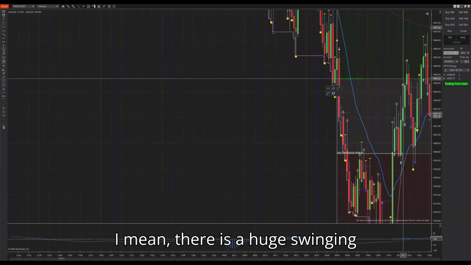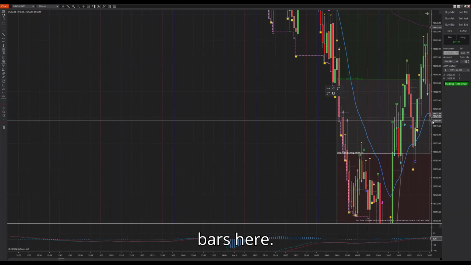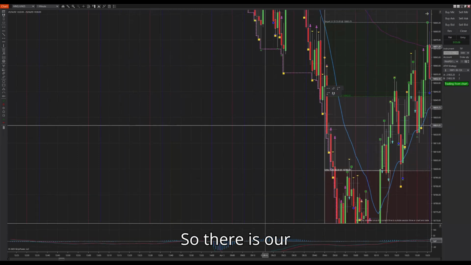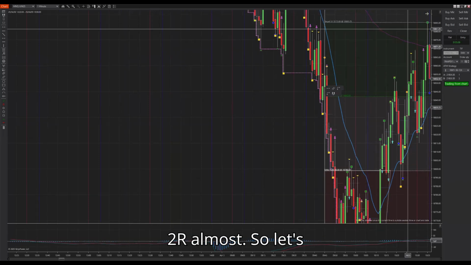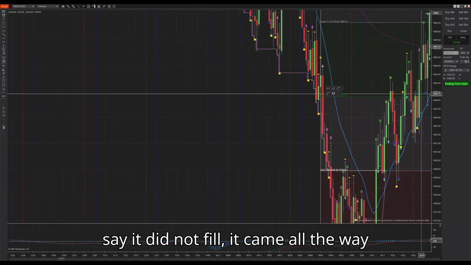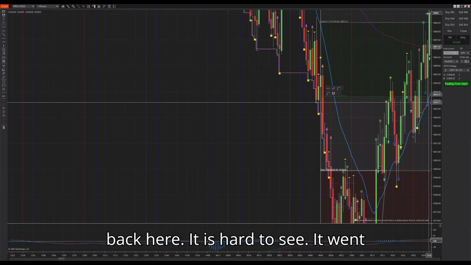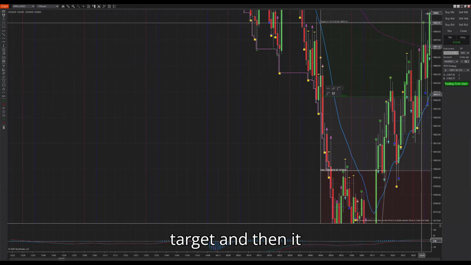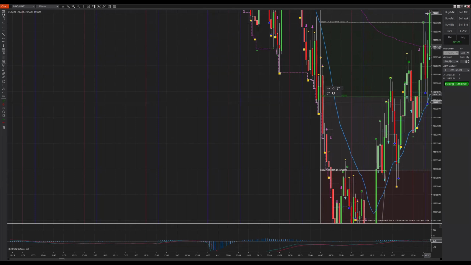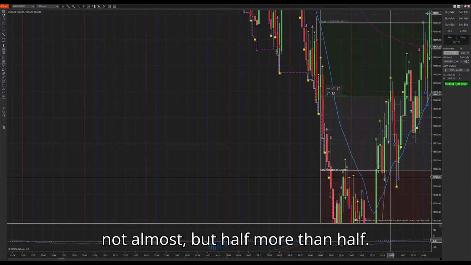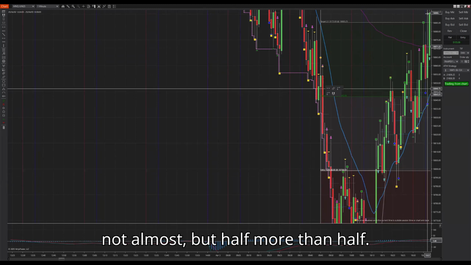I mean, there are huge swinging bars here. So there, okay, there is our 2 hour almost. So let's say it did not fill. It came all the way back here. It is hard to see. It went almost near here, but it did not hit your target. And then it came back, not almost, but half, more than half.